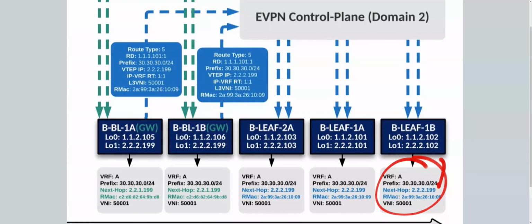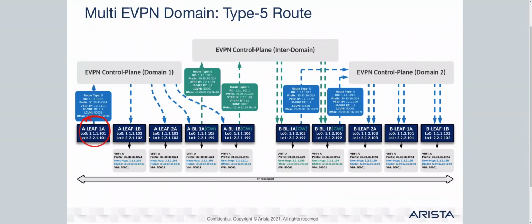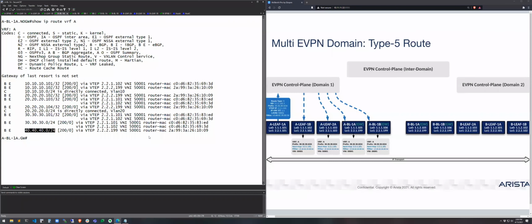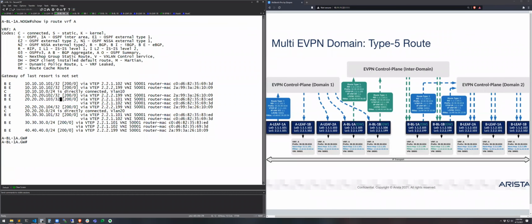Right, so as you can see over here, on these guys to get to the 30 network, they're just saying send it to 222.199, whereas previously they would have said 221.101 or whoever originated it, ALEAF1A. Right, so pretty consistent with the other things that we had seen today, and we just validated that really quick by looking at the control plane. We have the gateway functionality enabled already.